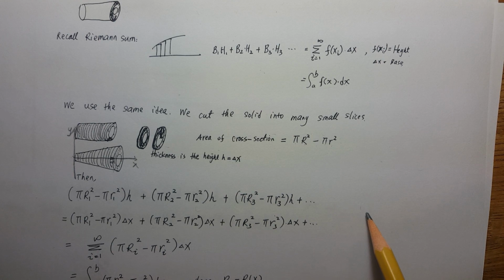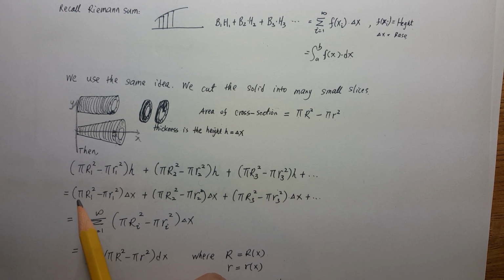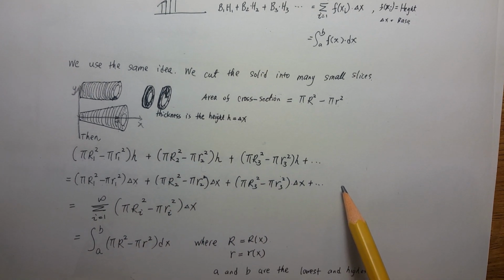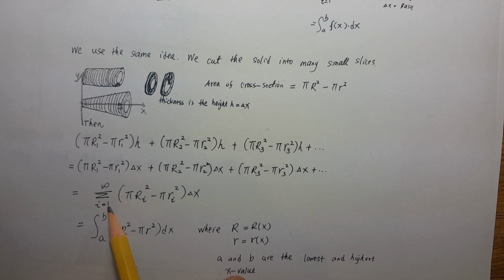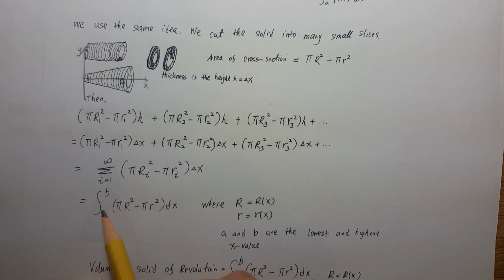You add all the pieces' volumes together, and as the number of pieces tends to infinity, it turns into pi R sub 1 squared minus pi r sub 1 squared times delta x, and keeps going this way. As the number of slices tends to infinity, we use the summation symbol: the sum of pi R squared minus pi r squared times delta x. And then you replace it by the integral from a to b of pi R squared minus pi r squared dx, where R is R of x and small r is r of x.